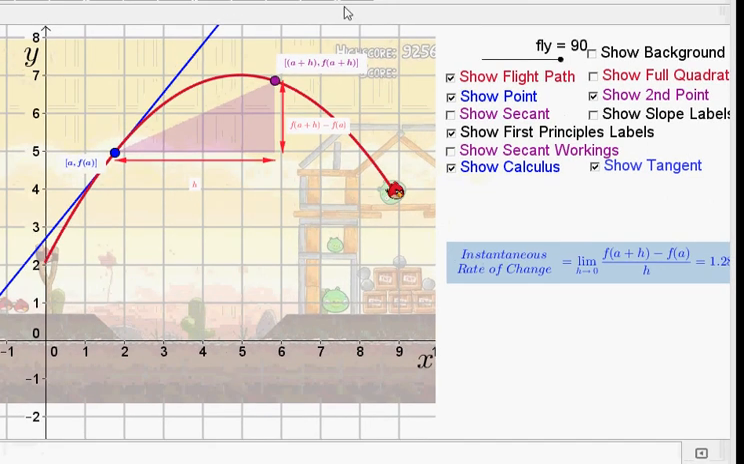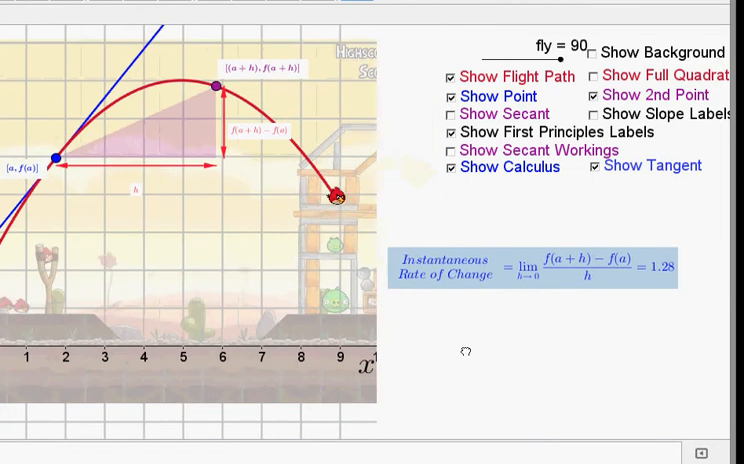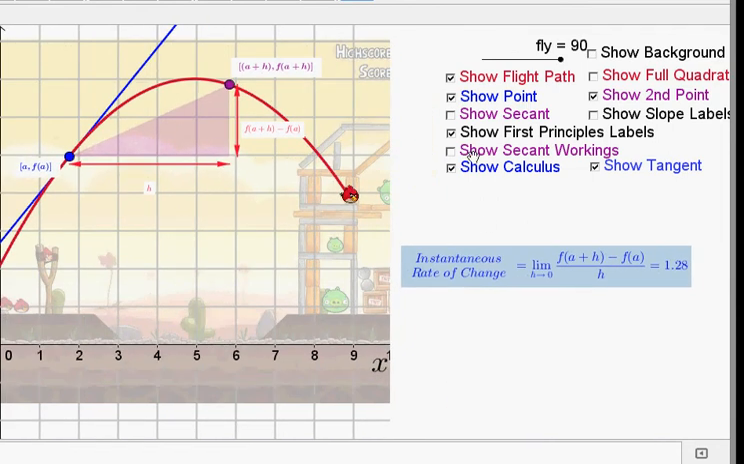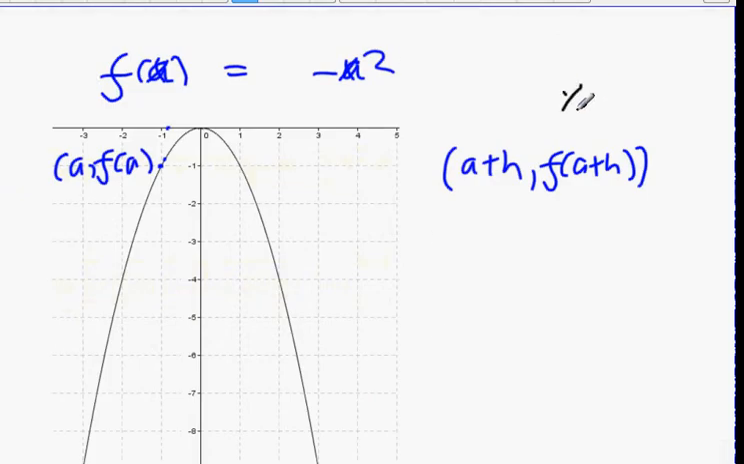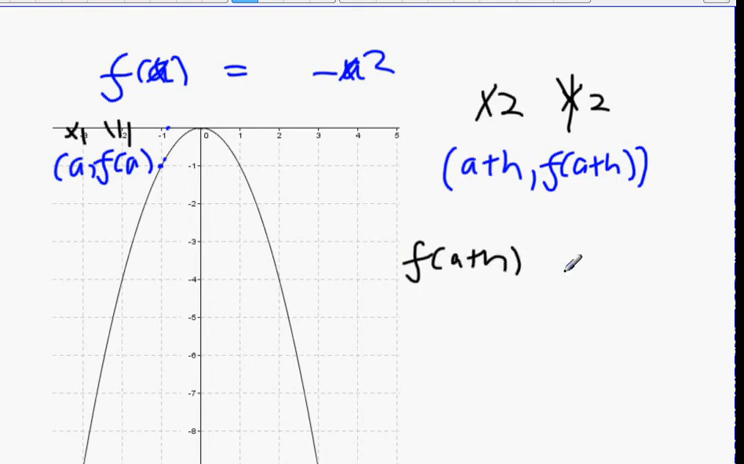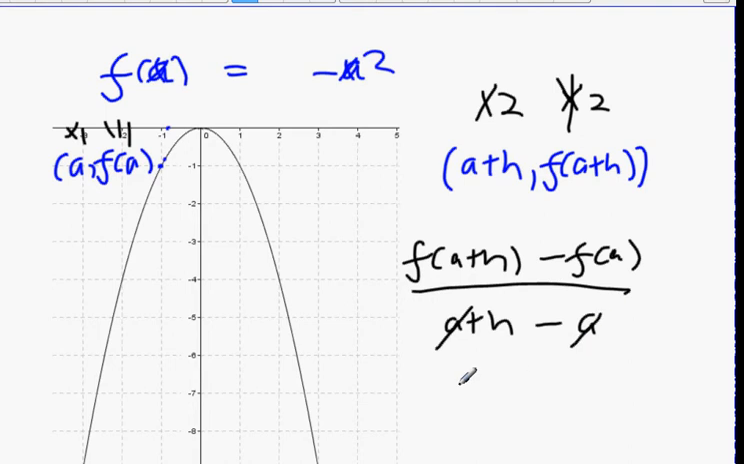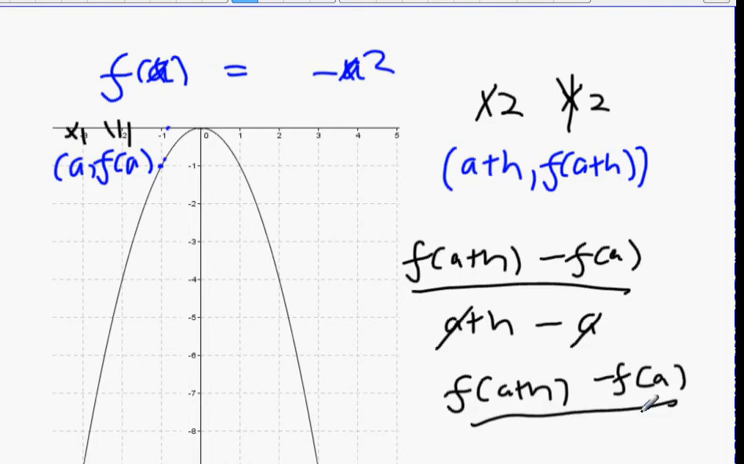And then what we can do next is show what the rate of change is. Remember what we said, it's the slope: the difference of the y's over the difference of the x's. x2, y2, x1, y1. Now look what happens. It's f of a plus h minus f of a, all over a plus h minus a. The a's cancel, don't they? And I get f of a plus h minus f of a, all over h.